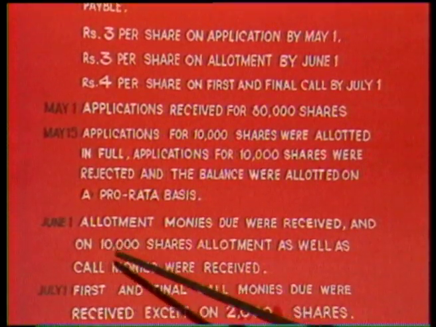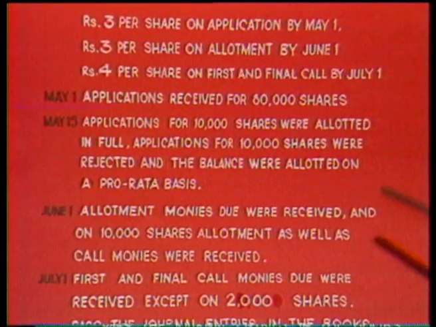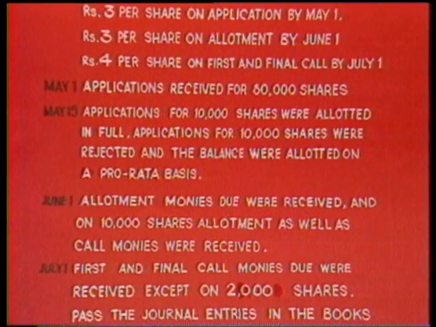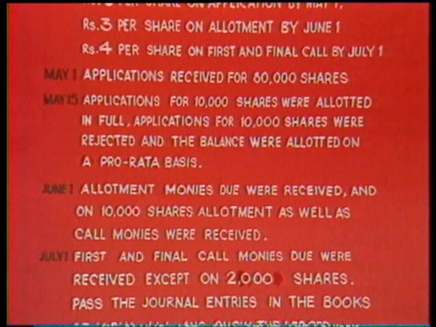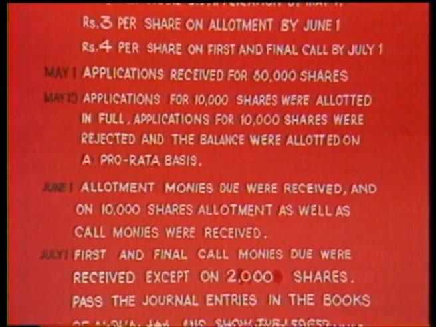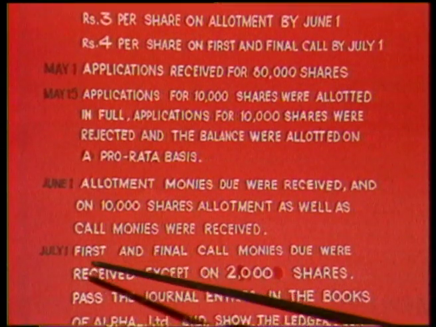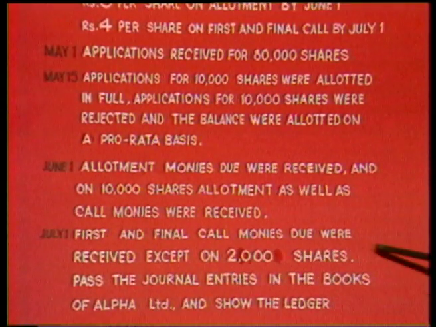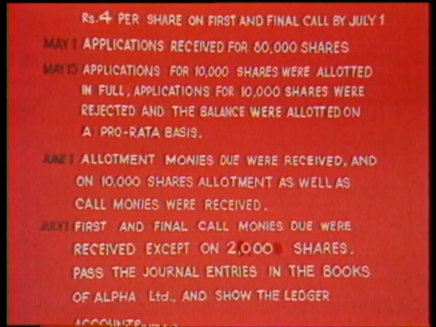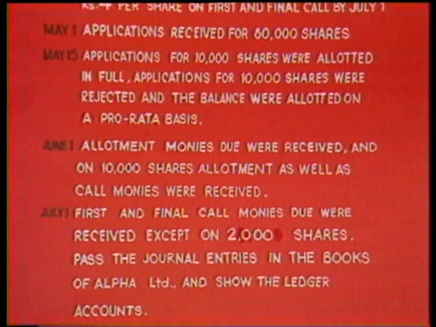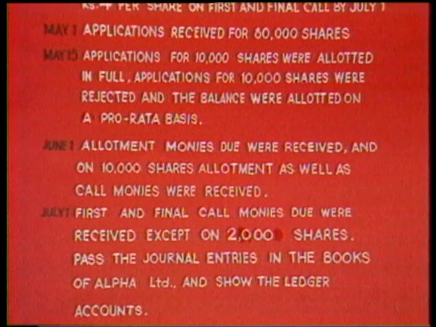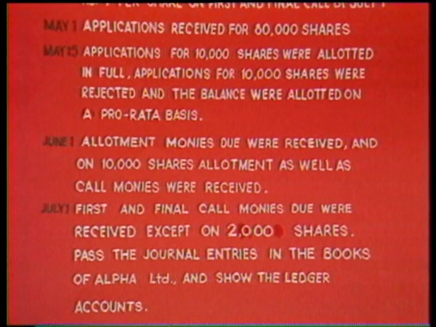By June 1st, allotment monies due were received, and on 10,000 shares, allotment as well as call monies were received. By July 1st, first and final call monies due were received, except on 2,000 shares. We have now to pass the journal entries in the books of Alfa Limited and show the ledger accounts. Let us look at these sets of transactions in Alfa Limited.